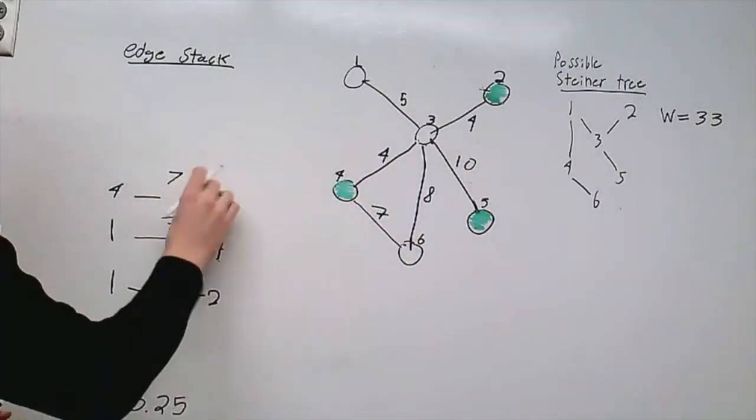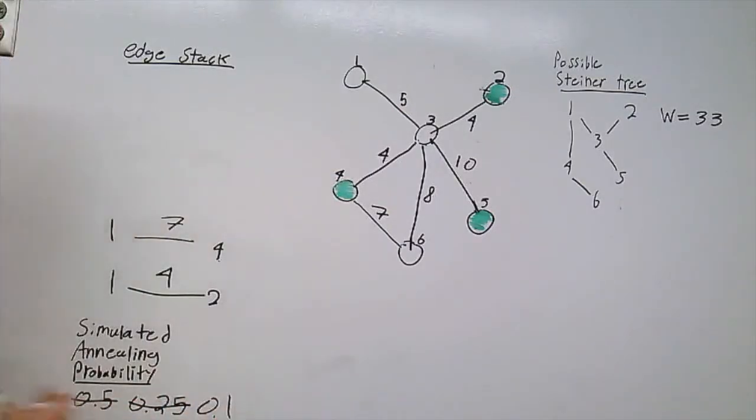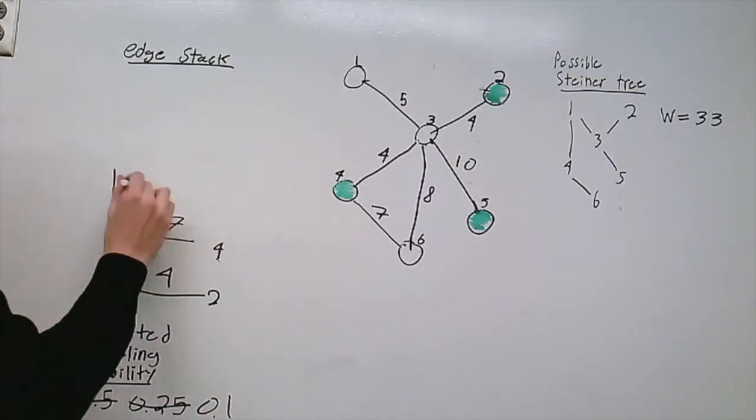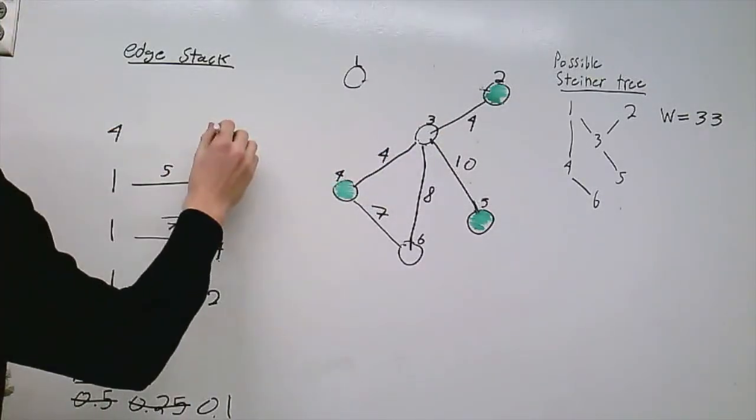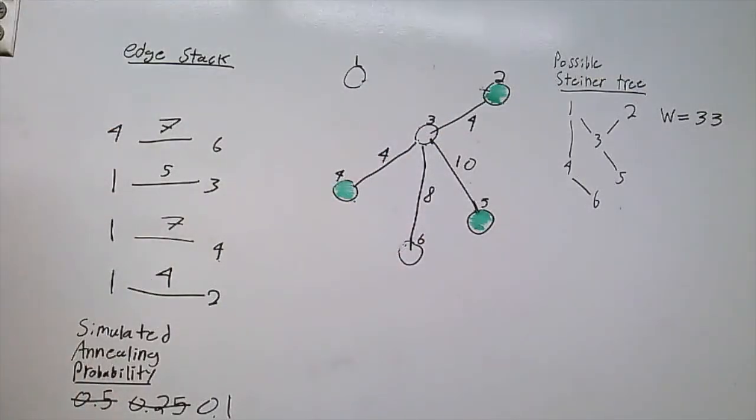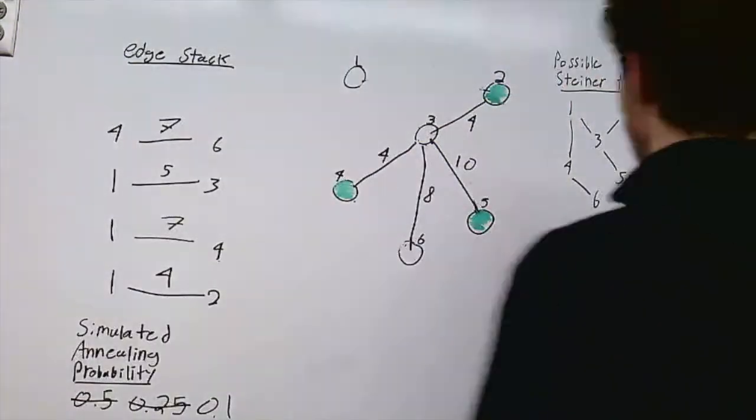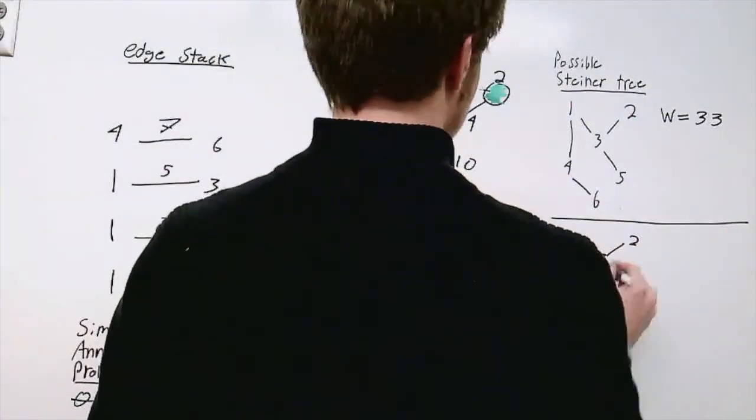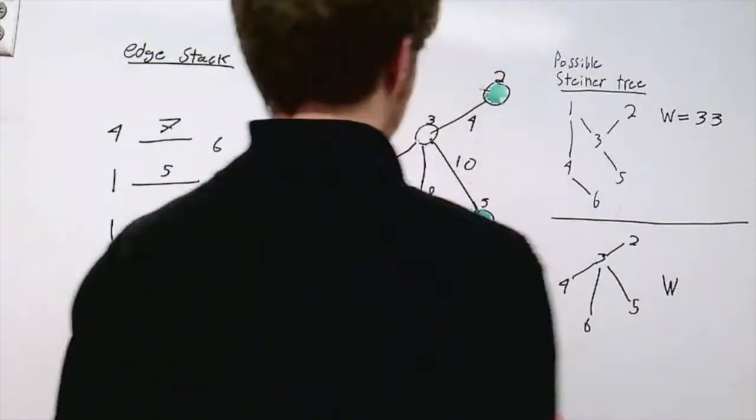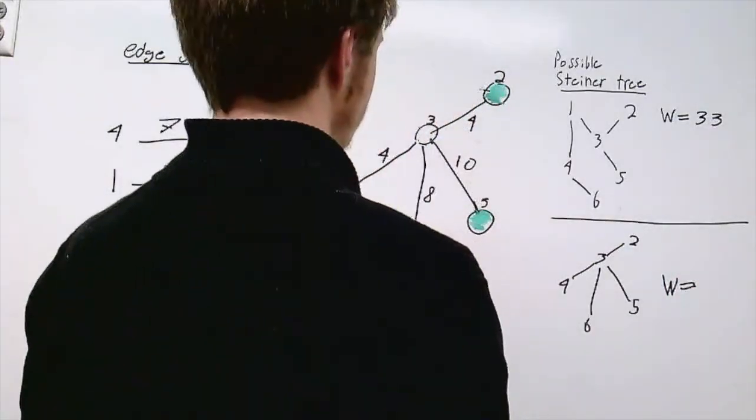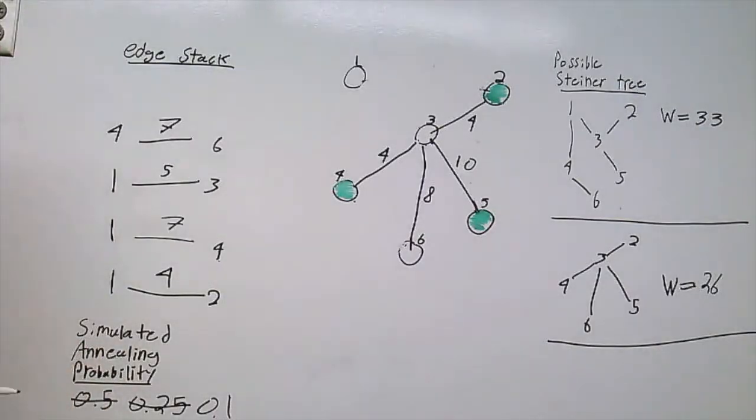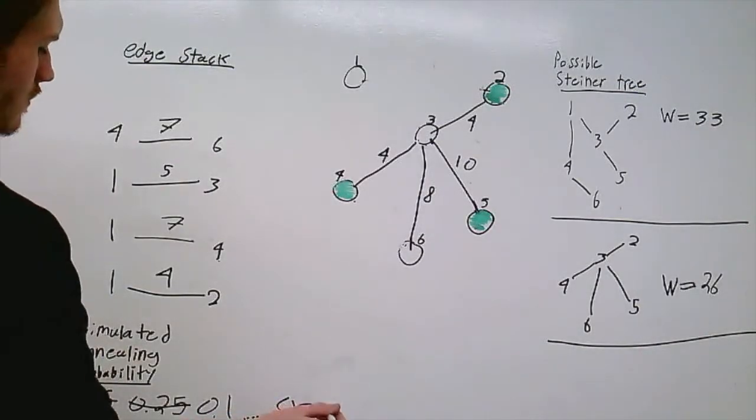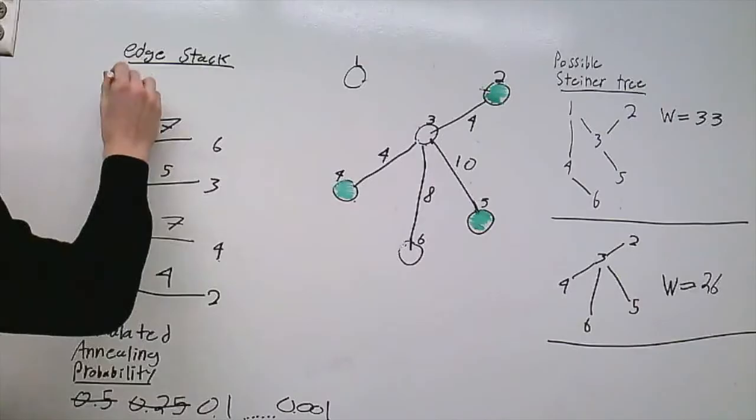Now that I'm popping edges back off, I'm going to decrease the simulated annealing probability again, and then we'll randomly start removing edges from the graph. Removing edges 1, 3 and edge 4, 6, which then results in another tree, which is another possible Steiner tree with a weight of 26. As you can see, even though this is not a perfect example, our process is slowly decreasing the weight. We're going to continue to move forward in this way.